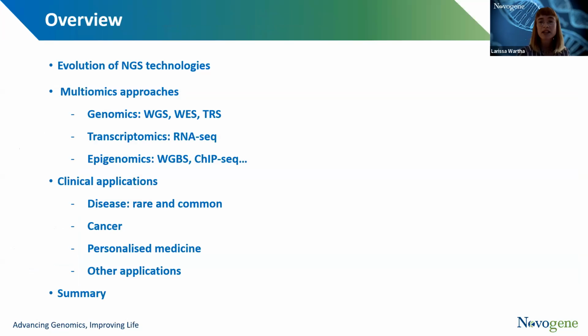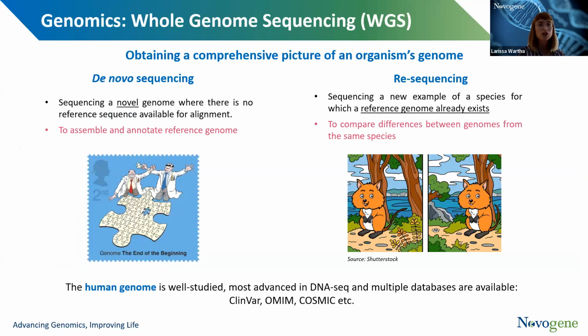Since we have now familiarized ourselves with the NGS technology, we can move on to look at some multi-omics approaches. I want to start off with whole genome sequencing, where you're trying to obtain a comprehensive picture of an organism's genome. We're not going to spend that much time on these. These are quite standard in terms of approach and service, but generally there are 2 different approaches here. You have de novo sequencing and resequencing.